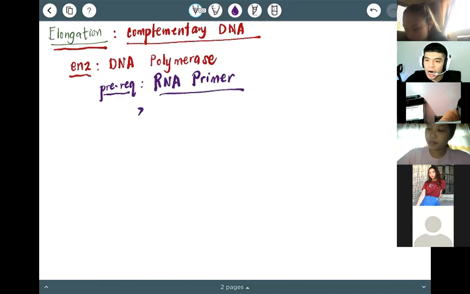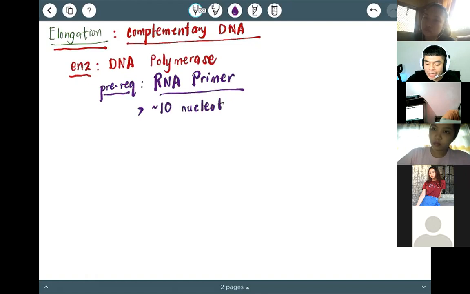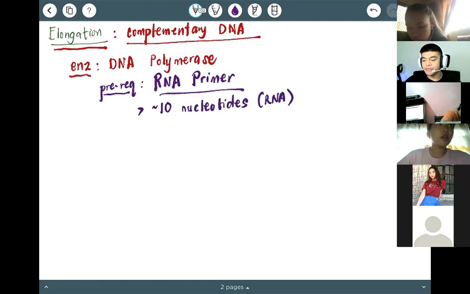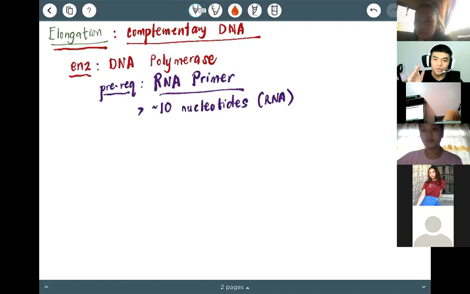Question, ano ba ang RNA primer? Common sense, ang RNA primer ay binubuo ng RNA. Particularly, short strand of nucleotides lang makikita sa RNA, approximately 10 nucleotides lang ang makikita natin. So ang prerequisite natin para maging active ang DNA polymerase, we need RNA primer formation, which is characterized by having approximately 10 RNA nucleotides. Okay? Nasusundan?